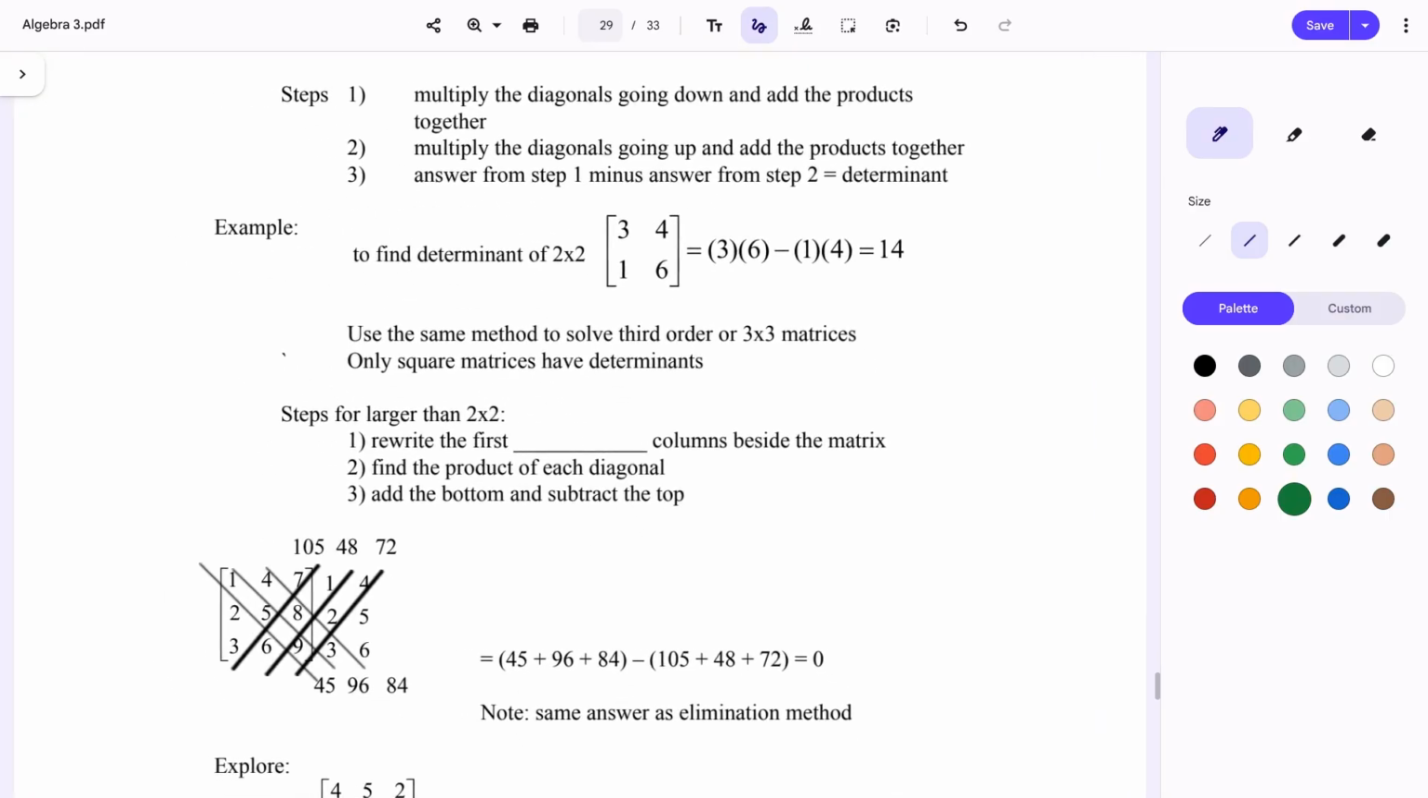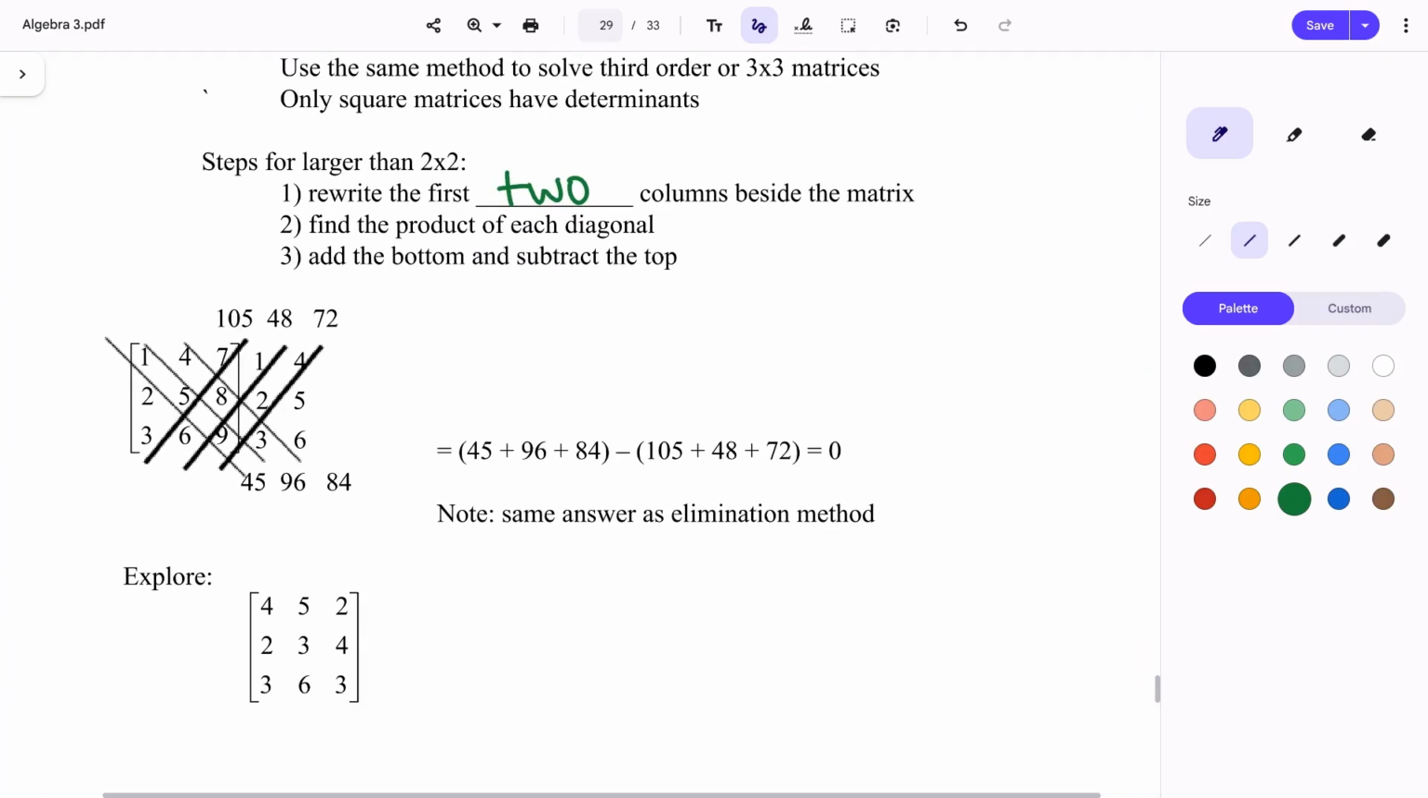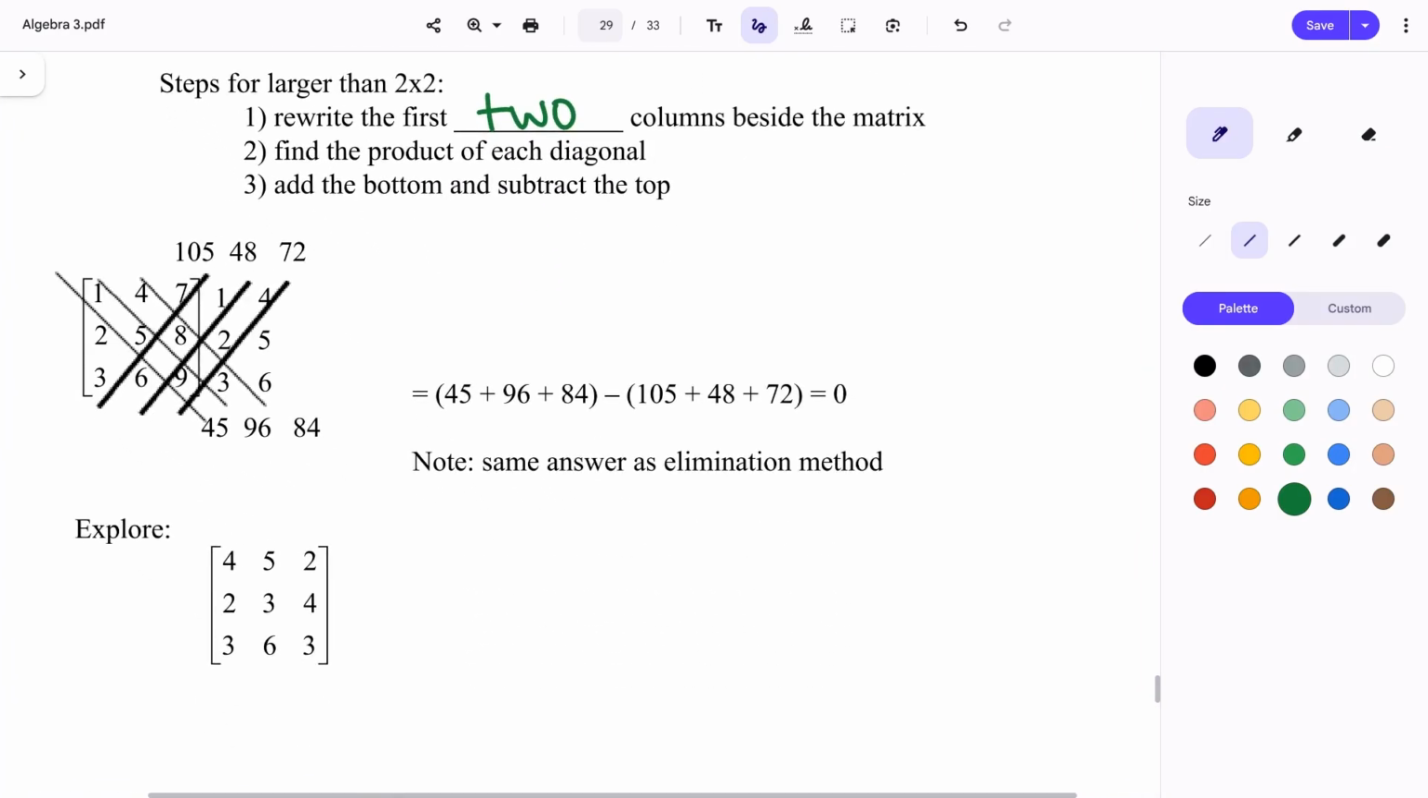And so we're going to basically add some numbers to our original matrix and start grouping things up with diagonals, and then using almost like our cross multiplication idea, but we're not maybe doing 2 x's here. When you have something bigger than a 2x2, like a 3x3, you're going to want to rewrite the first 2 columns beside the matrix. Then you're going to find the product of each diagonal, and then you're going to add the bottom and subtract the top.